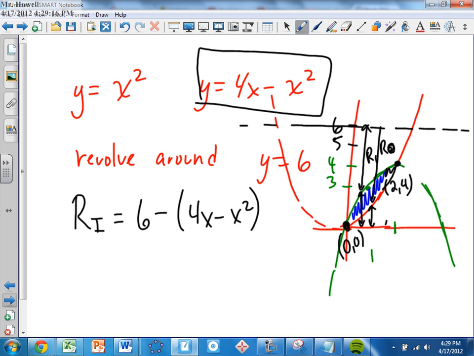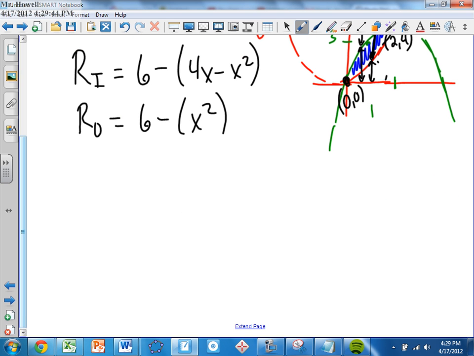Again, this entire distance from here to here is 6. But I want the outer radius, from here to right there. So this distance is the whole thing, 6, minus this little piece, which is the red curve, x squared. So the outer radius is 6 minus x squared. You don't need the parentheses, but I'm just putting them in. That's my outer, my inner, and at this point all I have to do is apply the formula. Finding the inner and the outer radius is what makes it tough.